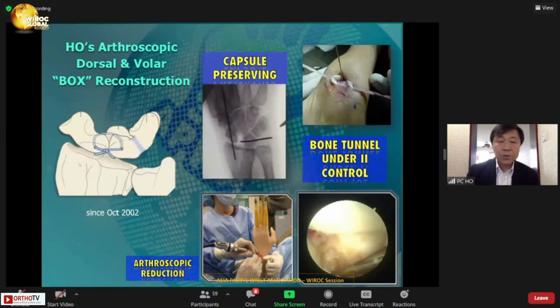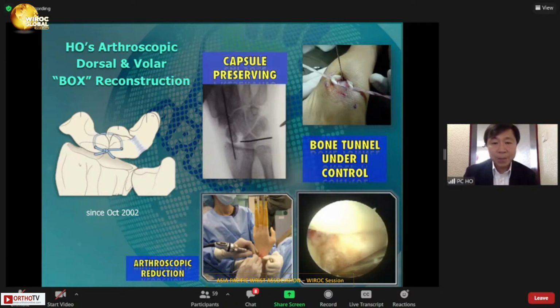With the arthroscopy, you can actually visualize everything inside the joint and make a decision and make the assessment. So I decided to think about this so-called box reconstruction concept, both simultaneously dorsal and volar reconstruction with a tendon graft and the looping around the proximal scaphoid and the lunate.